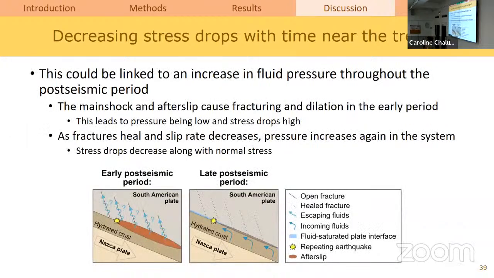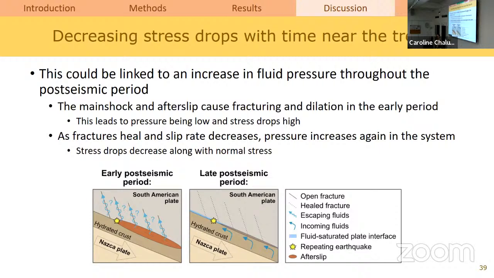And so we can explain this. We choose to explain this as a result of a change in fluid pressure over the post-seismic period. In the early post-seismic period, because we have afterslip and we have the main shock that causes fracturing, the afterslip causes dilation of the plate interface, and that could lead to the pressure being low at the plate interface or near it, and this would mean that the stress drops would be high in the early post-seismic period.